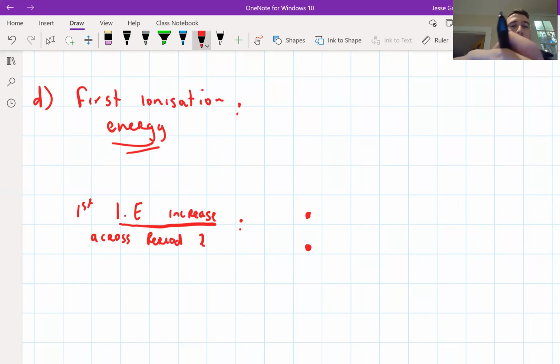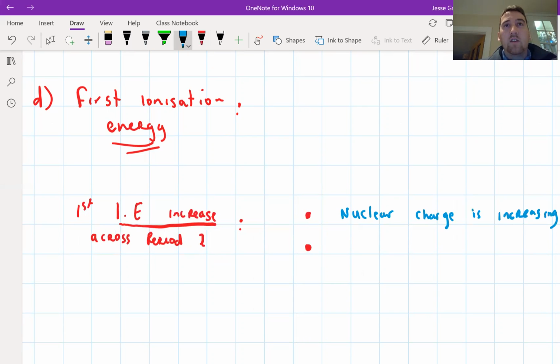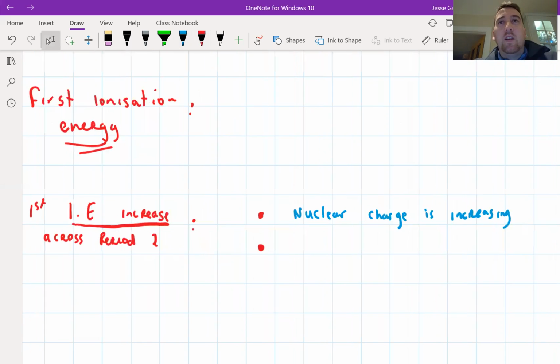Well, what's happening is, again, it's actually the similar reasons to above. What's happening is that the nuclear charge is increasing, so the atoms become more positive. Nuclear charge is increasing. And what's happening to the size of the atom? What's happening to the size of the atom? So what's happened to the size of the atom? Pause the video and write that down.